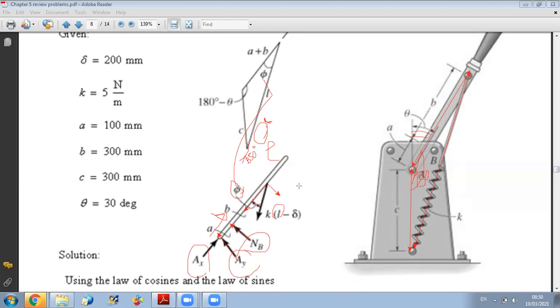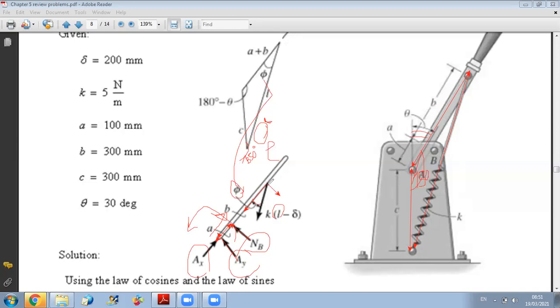Now we still need one equation to close our system of three equations with three unknowns, which is the sum of moments. You can take any point you want. I will select A, in this way Ax and Ay have 0 moment. So the sum of moments about A equals 0. What are the moments about A? I have NB times the distance to A. The distance from NB to A is equal to a, this distance. So I will choose the counterclockwise direction as positive, so it's plus NB times a.